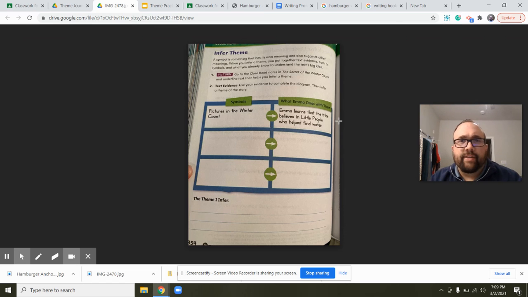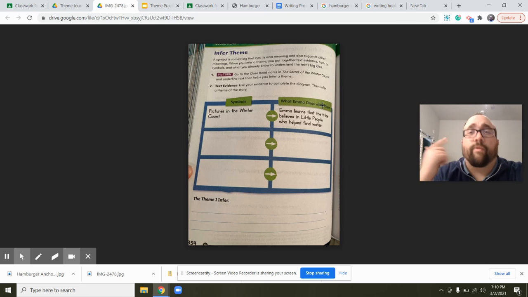So first thing we're doing, go to the close read notes in the reading and underline text that helps you infer a theme. Okay. So let's see. Okay, so we're looking for symbols, okay? So in our text evidence, we should see a symbol, right? And so the first one is pictures in the winter count, okay? So those are symbols, cool. And what Emma does with them? So we're focusing on what Emma does with symbols, okay?